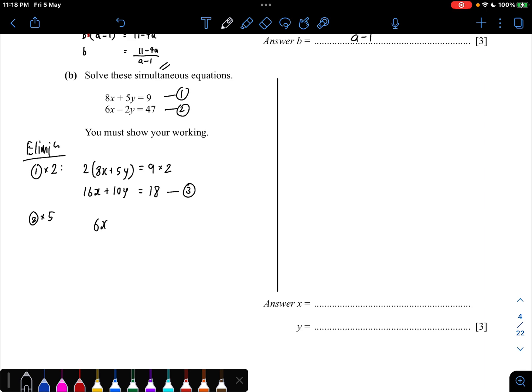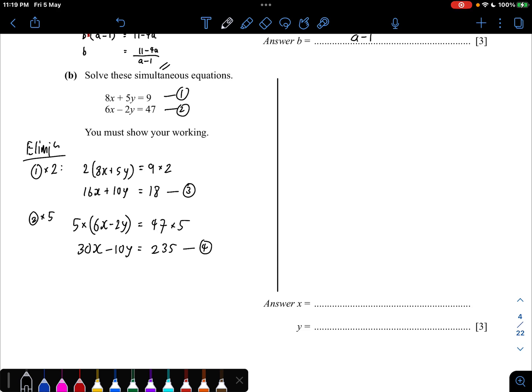So 6x minus 2y equals 47 on the right side. I bracket this expression times 5. Calculate what you get. 5 times 6, 30x. 5 times negative 2, negative 10y. 47 times 5, 235. Okay, good. You can check that on your own. Pause the video to check. Okay, then you get our equation 4.